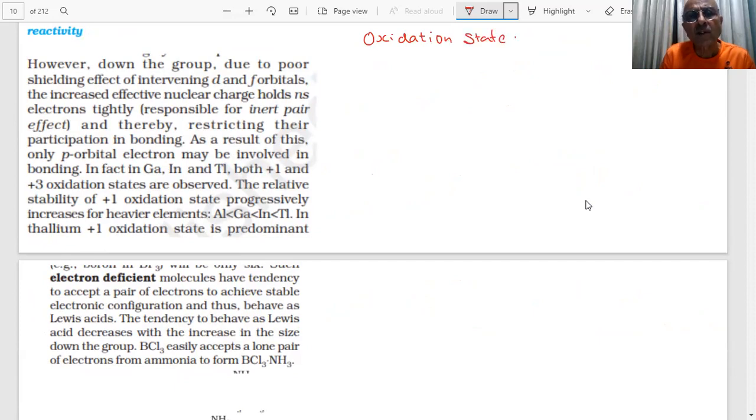What do you mean by that? You are saying ns2 np1. If one electron is released, +1; if these two are out as well, +3. So the general oxidation states we expect are +1 and +3. Now what will the +3 oxidation state require? Removal of 3 electrons. And you have seen in the case of boron, you will need a very large amount of energy.